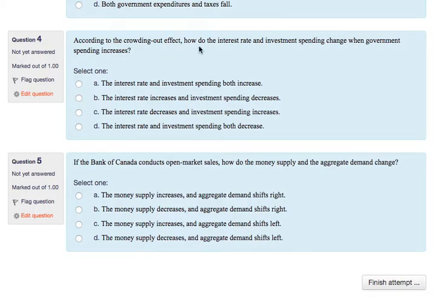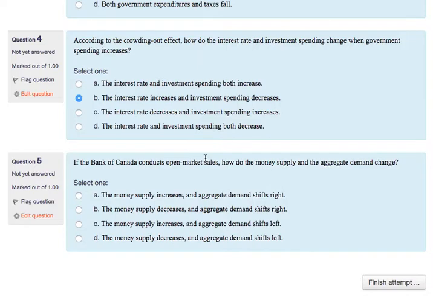which will have an impact on increasing interest rate. And the reason why it's called a crowding out effect is as this interest rate rises, investment spending falls. So even though government spending goes up, which is one component of GDP, investment spending, which is another component of GDP, will fall. So the interest rate will go up, but not investment. The interest rate increases and investment spending decreases.